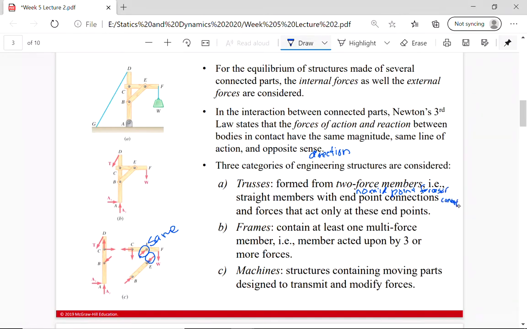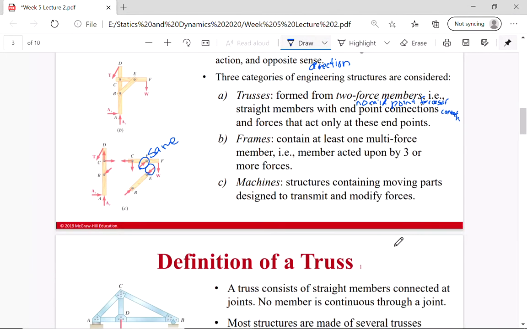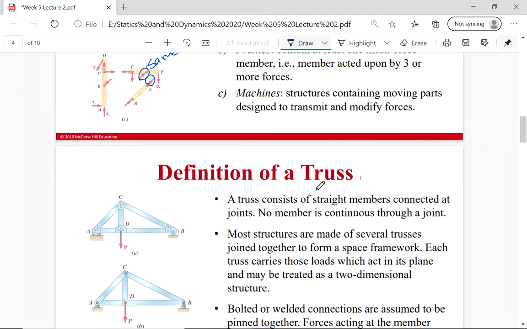If I have a frame, then I can have multi-forces in a member, so not just at their endpoints. So this is an example of a frame here, because this member CF has a force exerted on it in the middle, not just at its endpoints. Machines are structures, either frames or trusses, with moving parts designed to transmit and modify forces. So that's our definition. We're going to be looking more at trusses right now.